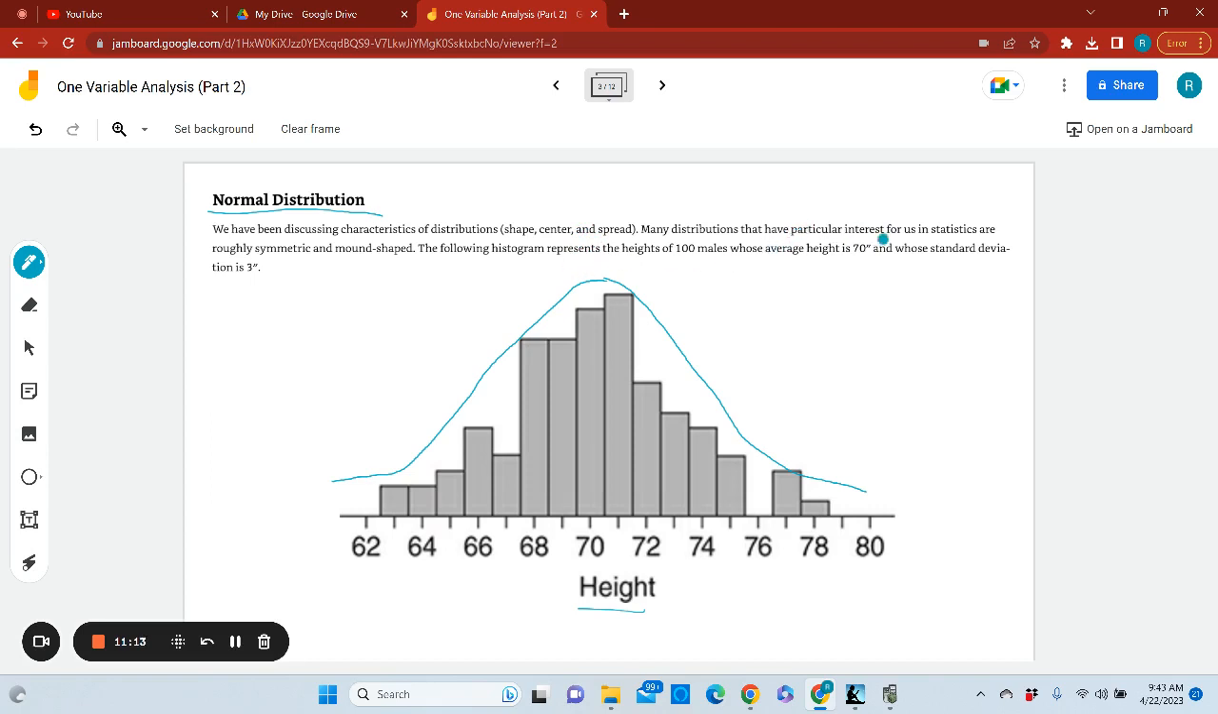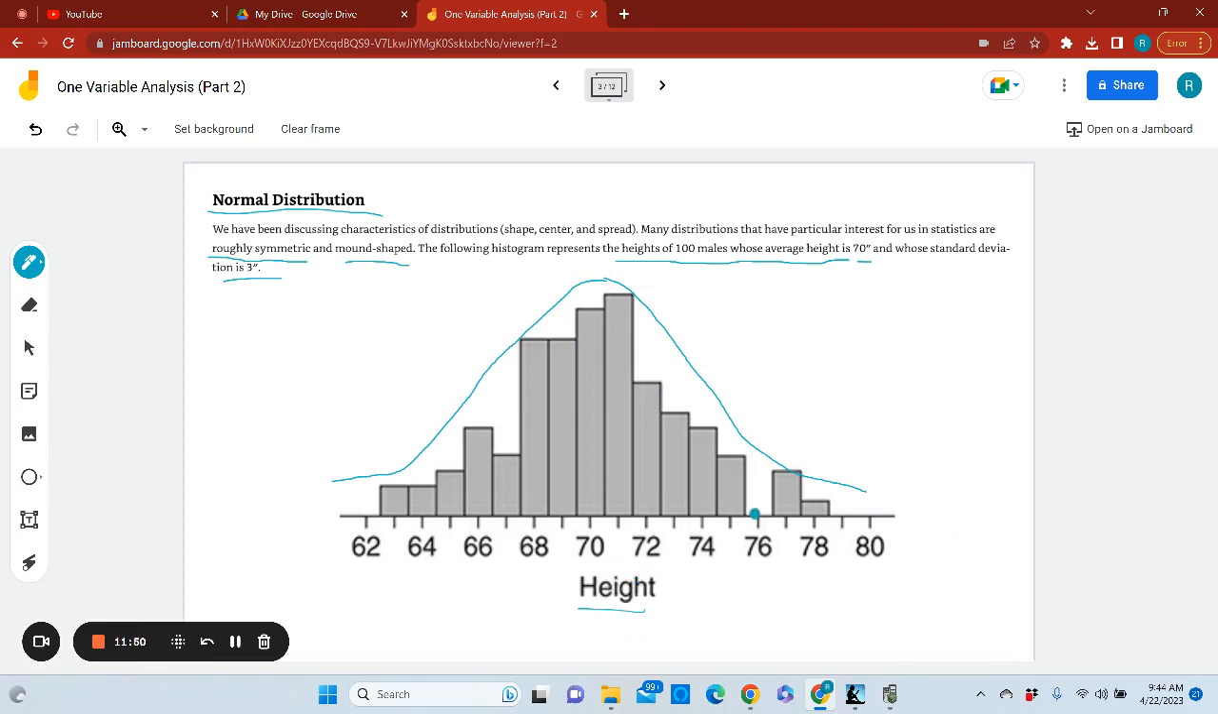The normal distribution is this roughly symmetric mound-shaped distribution that we've been studying all year. And they're telling us down here, this distribution is representing the heights of 100 males whose average height is 70 and whose standard deviation is 3. So when we're drawing these smooth curves and working with them all year, you have to imagine that there's data underneath. And we're drawing in the smooth line to kind of make the math a little bit easier for us.